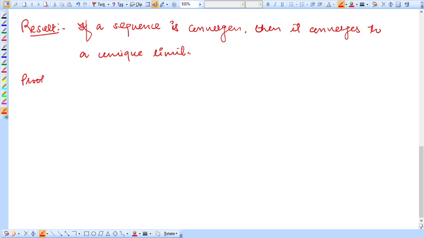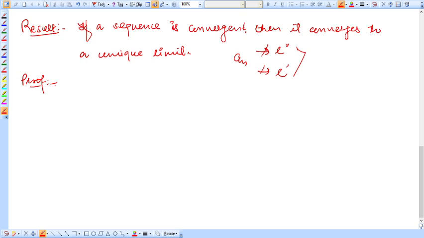So proof: we are going to show that if a sequence is convergent, then it converges to a unique limit. That is, if a_n is a sequence, it cannot converge to two limits, or you will have to say that it always converges to one number only, right? That is what we meant by uniqueness, okay? So we are going to prove this now.